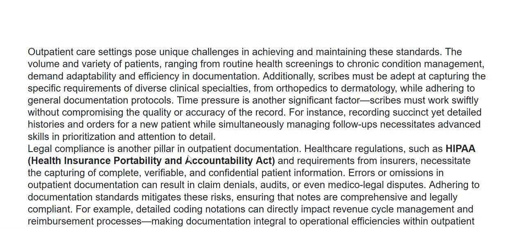Legal compliance is another pillar in outpatient documentation. Healthcare regulations such as HIPAA, the Health Insurance Portability and Accountability Act, and requirements from insurers necessitate the capturing of complete, verifiable, and confidential patient information. Errors or omissions in outpatient documentation can result in claim denials, audits, or even medical legal disputes. Adhering to documentation standards mitigates these risks, ensuring that notes are comprehensive and legally compliant. For example, detailed coding notations can directly impact revenue cycle management and reimbursement processes, making documentation integral to operational efficiencies within outpatient facilities.